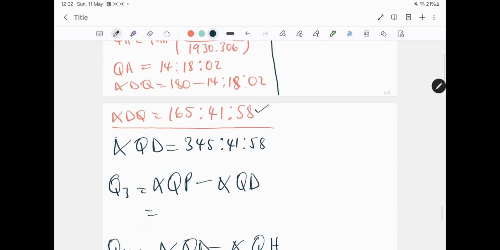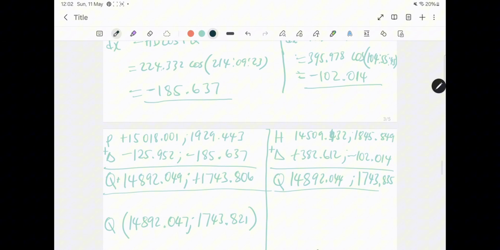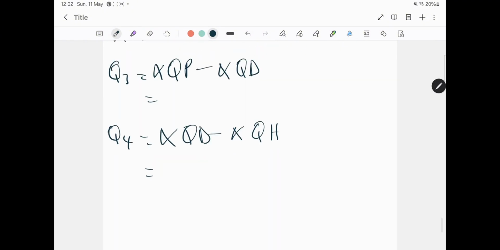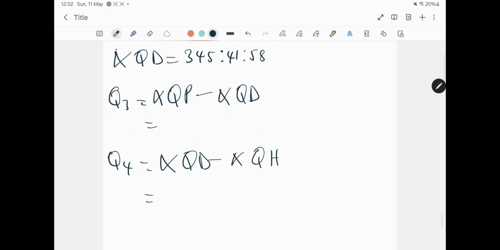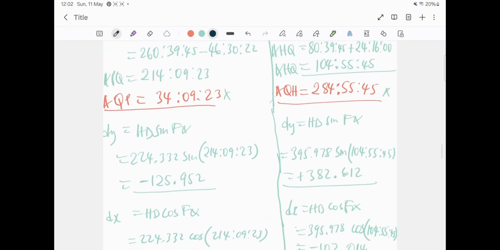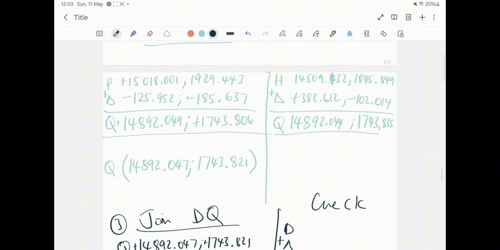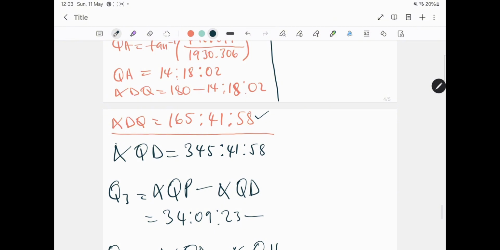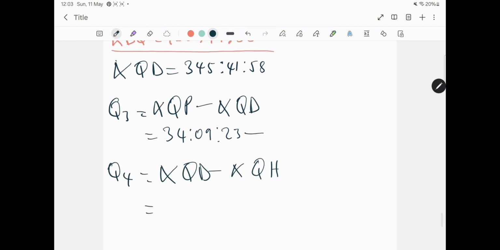So now let's go and check. What is bearing QP? For sure we have it somewhere. Yes, 340923. So it's 340923 minus QD. Where's our QD? Oh, QD, we found it as 345 40. So it's 345 41 58.